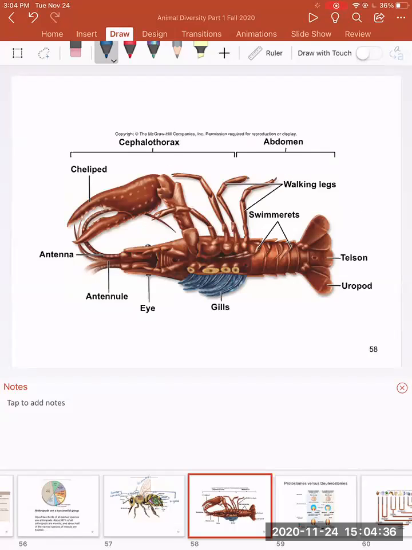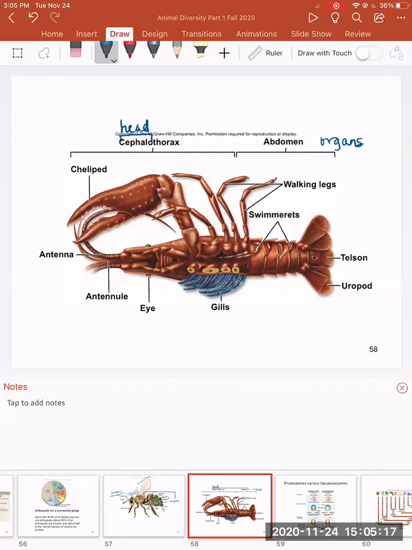You can see here in the crustaceans, the head and the thorax are combined into what's called the cephalothorax. Cephalo means head. So this is head and thorax together. And then again, the abdomen. So the abdomen is going to be where the organs are. And then sensory and locomotion are going to be in this cephalothorax. You can see they have antennae, eyes. You can see the gills. And jointed feet, arthropoda, exoskeleton, all those different traits of arthropods.